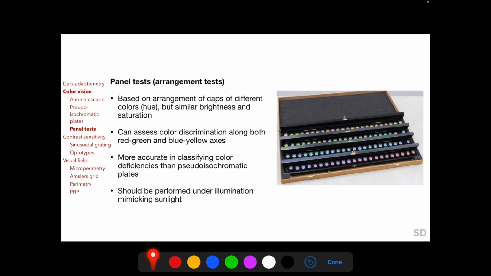Panel tests assess color discrimination along both red-green and blue-yellow axes and are considered more accurate in classifying color deficiencies as compared to pseudo-isochromatic plates. But since it is also based on light reflected from test objects, it should be performed under illumination mimicking sunlight, and special devices are available which provide the appropriate illumination to perform these tests.